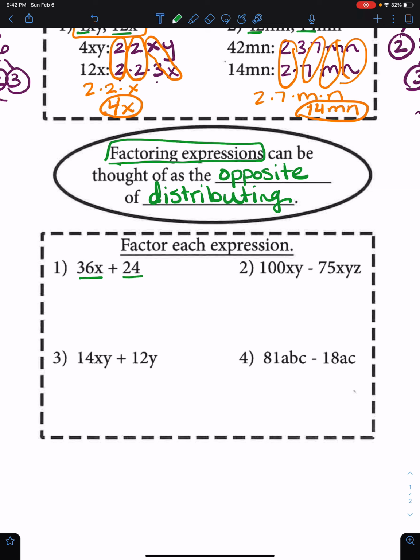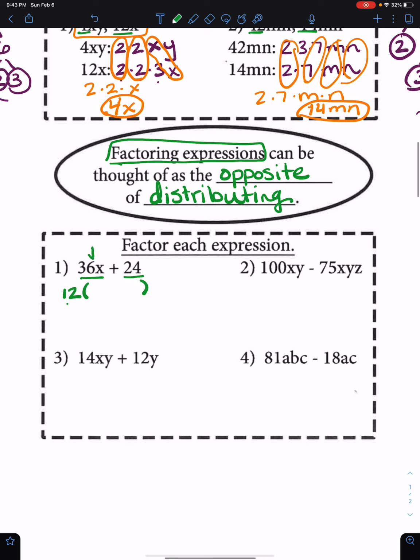So what's the biggest number that goes into 36 and 24 evenly? It's 12. And then do they share any variables? In this case, no. So we're going to write the greatest common factor outside the parentheses, and inside we're going to write whatever we would need to multiply that 12 by to get each term. So to get 36x, we'd have to multiply 12 times 3x. And then to get the 24, we'd have to multiply 12 times 2.